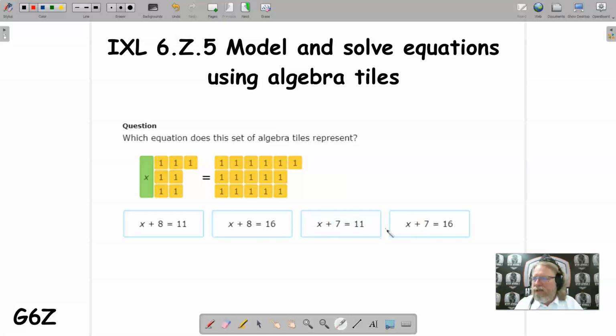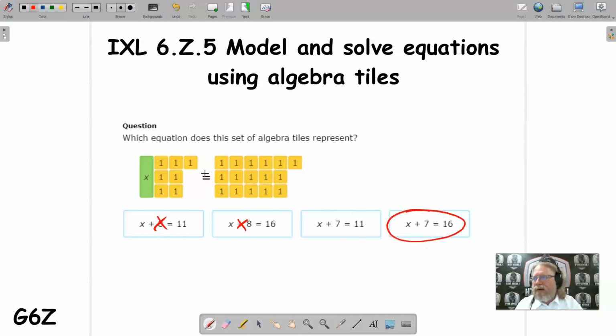So one of these two must be the correct answer, because it asks which equation the set of algebra tiles represents. Well, this is X plus 8, and that's X plus 8. We see that there are 7 of them over there, so it's one of these two. You're probably already counting these over here. So I could count them, 1, 2, 3, 4, 5, 6, 7, 8, 9, 10, 11, 12, 13, 14, 15, 16. Okay, here's the correct answer right here, 16.